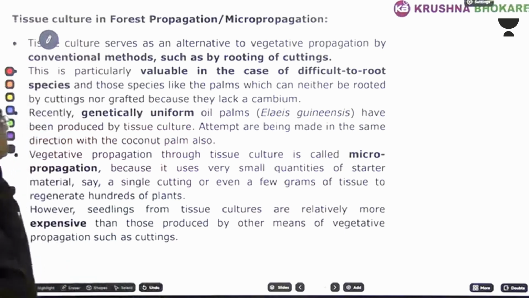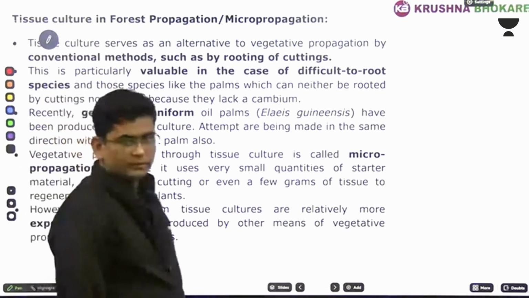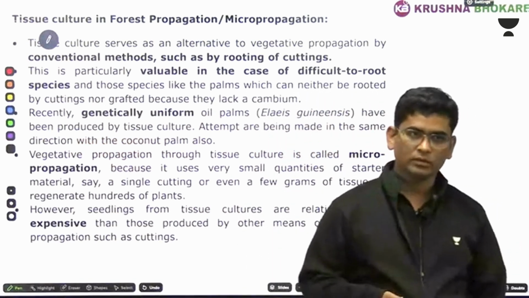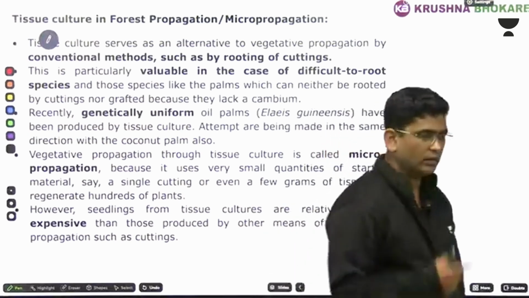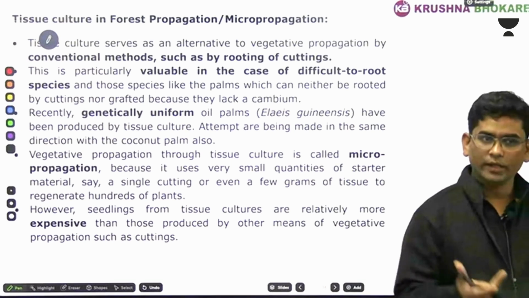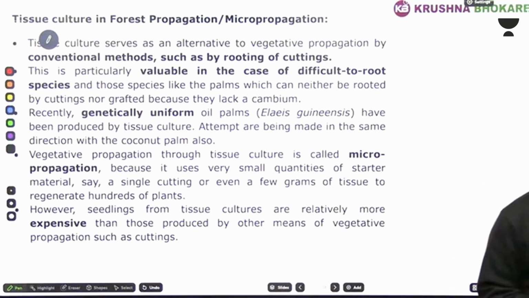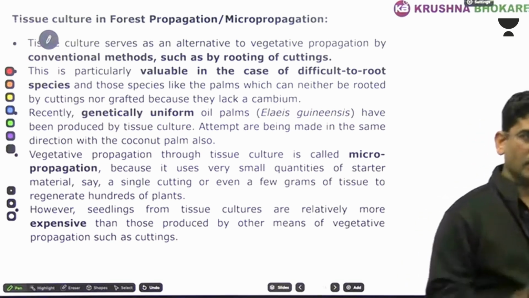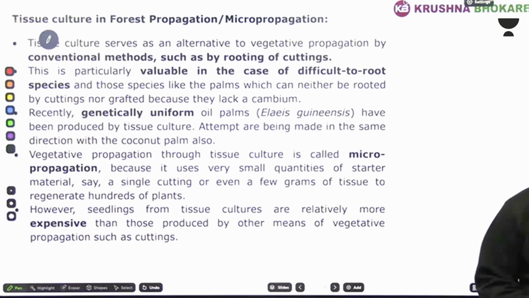Next, see tissue culture in forest propagation, and micropropagation. Actually we have already covered this in plant breeding. The same thing happens here, nothing is new. Can you tell me the steps in tissue culture we have already seen in plant breeding? Taking tissue, then sterilizing it, then keeping that tissue on the MS medium, then rooting medium, then shooting medium, then hardening, and then placing in the field.